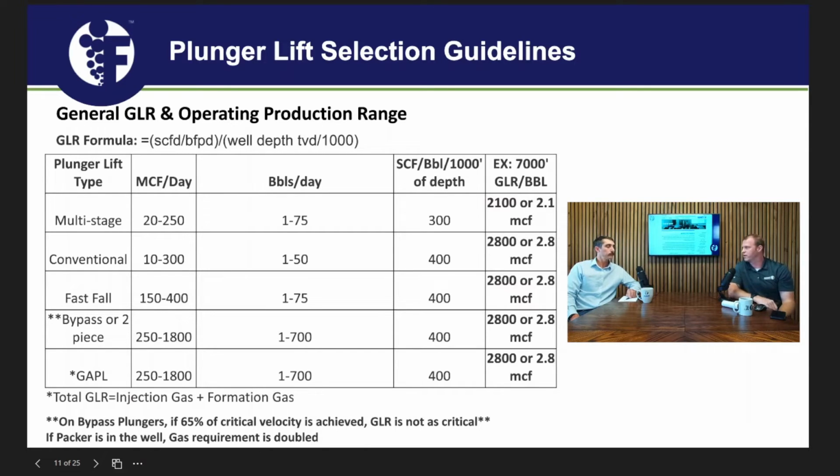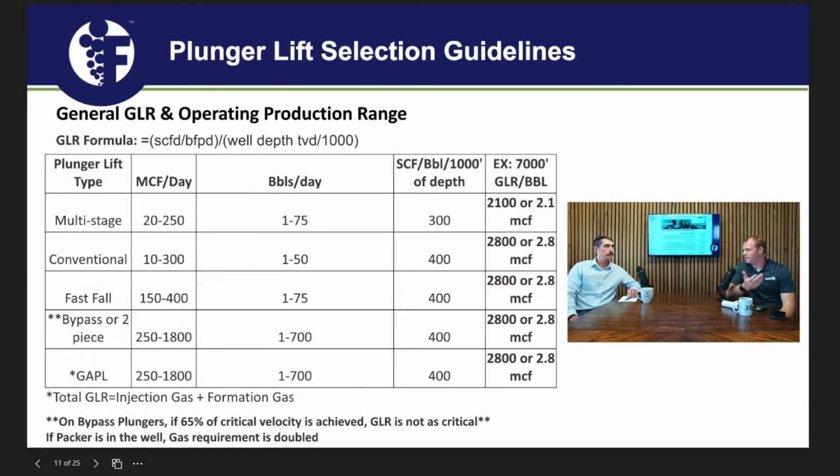So you're looking at that critical velocity to make sure you have enough energy to carry that plunger, and as it accumulates fluids on top of it as it travels up to surface, to make sure you can overcome your wellhead pressure plus your gas weight plus your hydrostatic to get that plunger and that fluid up to surface. Yeah, and that's a really good way to look at it.